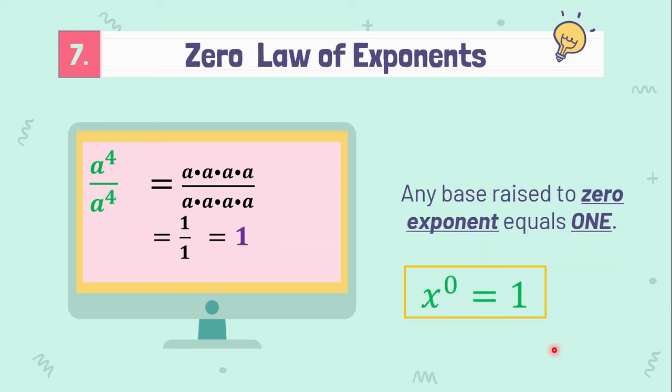And last, number 7, we have the zero law of exponents. It states that any base raised to the 0 exponent is always equal to 1. For example, x raised to 0 is equal to 1.